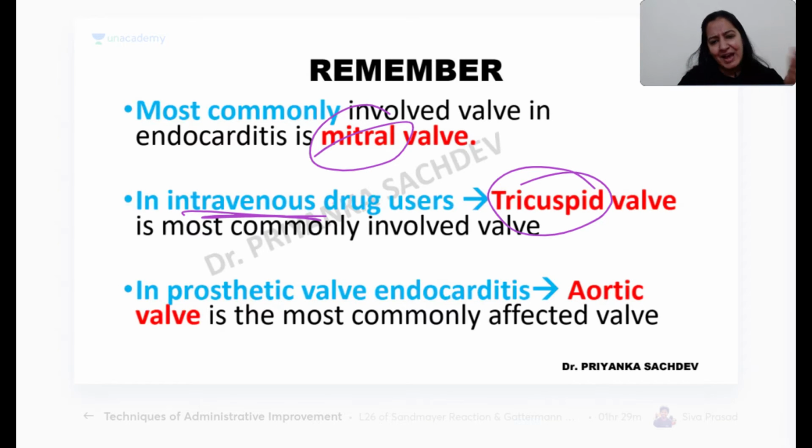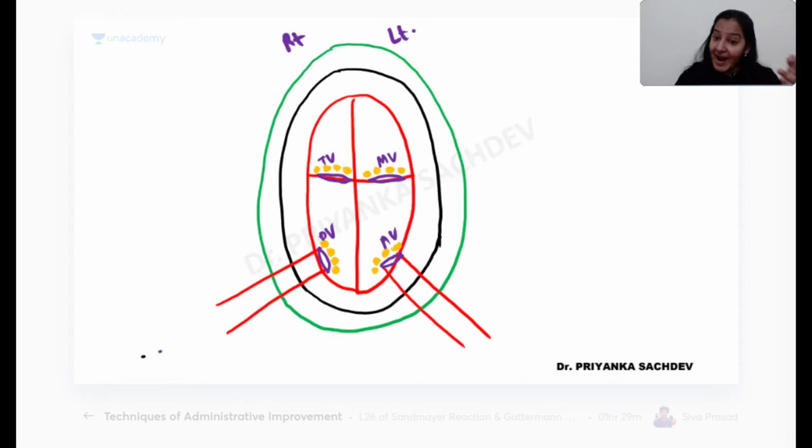Tell me the reason. Why in IV drug users is the most common valve involved not mitral, it is tricuspid? Why? Can someone tell me the reason? Yes, Udit, because? IV drug users give the drug in the vein, and all veins drain via the superior and inferior vena cava into the right side of the heart. The tricuspid valve is on the right side, the mitral valve is on the left side. So the left side valves are not involved, the right side valves are involved. If a person is an IV drug user, he will give the drug in the vein, not in the artery.